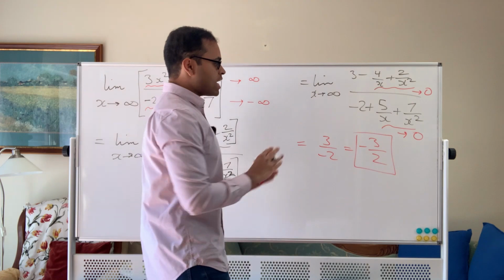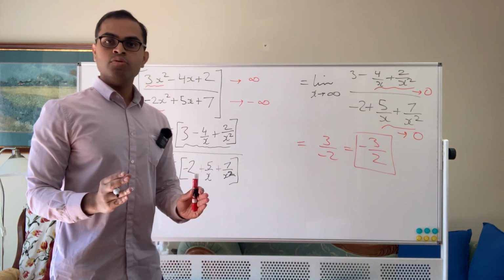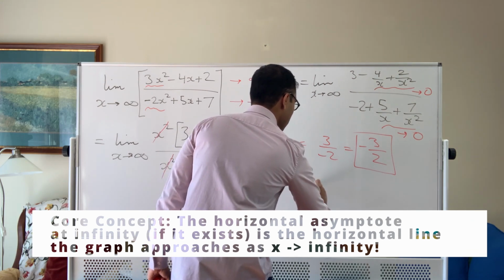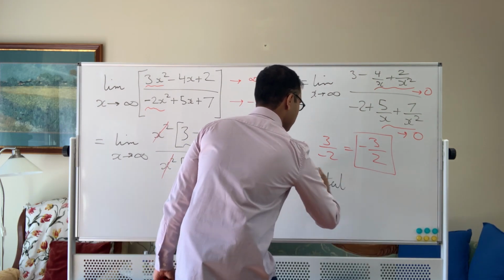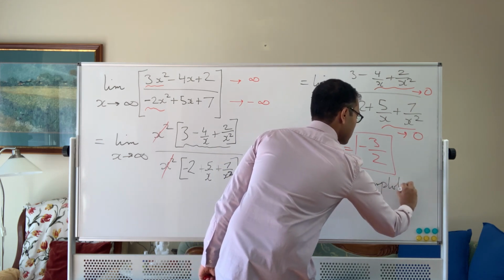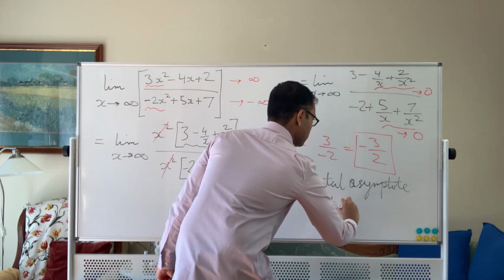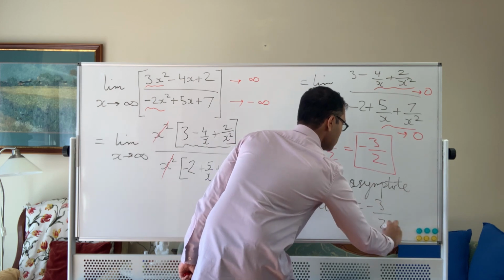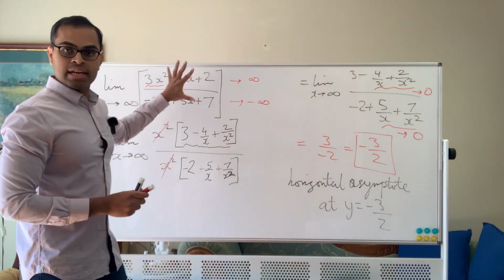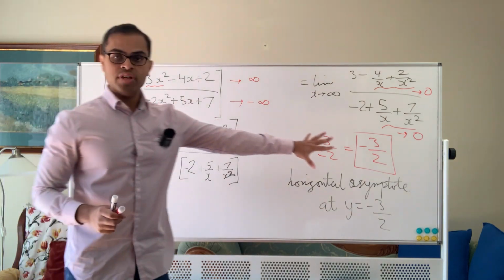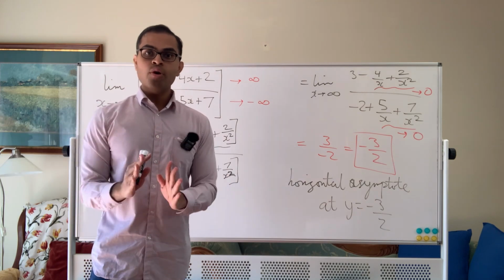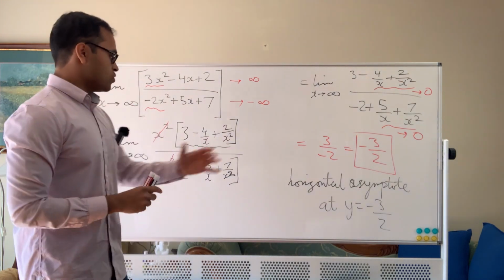And I just want to comment that in terms of graphs, this is going to correspond to what's called a horizontal asymptote. So I'm going to write this out. This is an important concept. We'll talk about this more in other videos too. This is a horizontal asymptote at y equals negative 3 halves. So what does this mean exactly? It means that the y value of this function inside the limit approaches negative 3 halves as x goes to infinity. So what that means is the graph is going to approach the line y equals negative 3 halves.